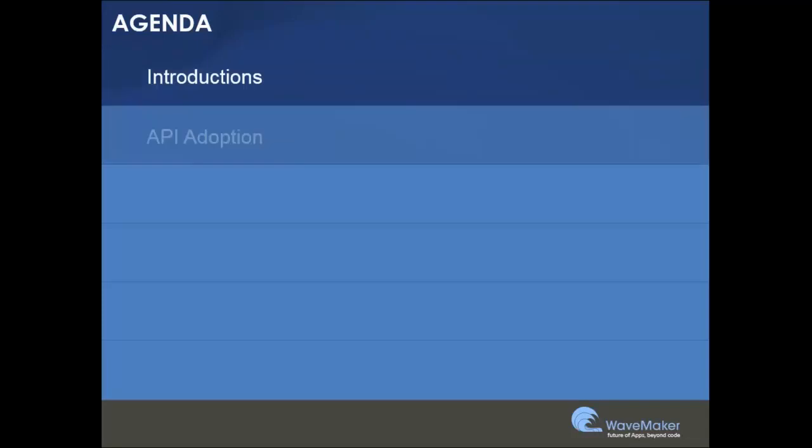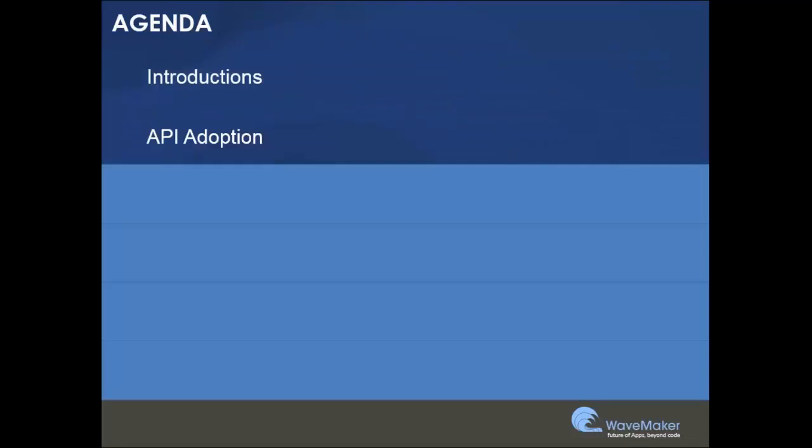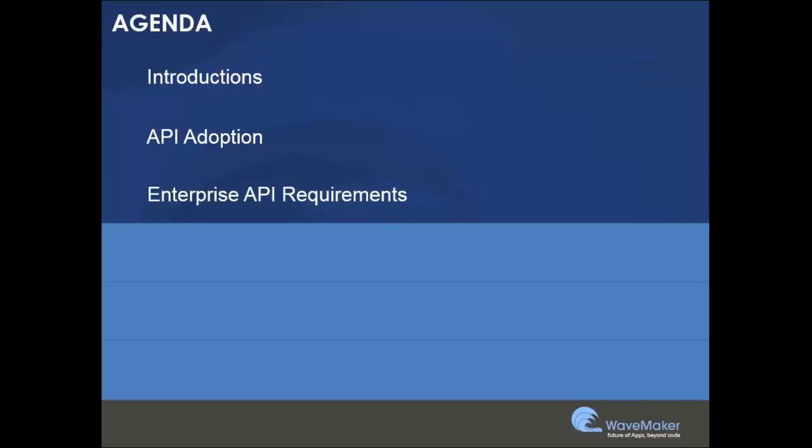Briefly talking about the agenda, we'll start with API adoption. APIs have been around for many years, since the days of Fortran and Pascal programming. We've had APIs in various shapes and forms. So we'll talk about the history of APIs and their adoption within the enterprise. And then we'll talk specifically about modern enterprise API requirements: how do you take your APIs and create an ecosystem around them?